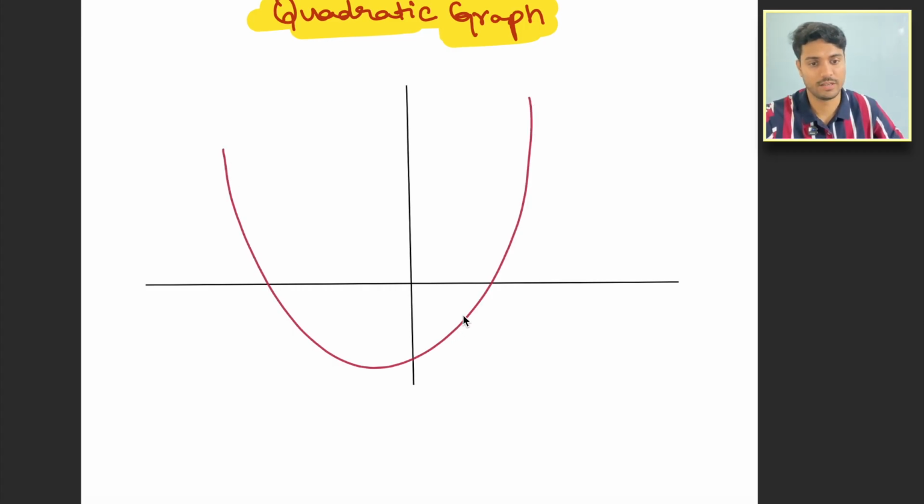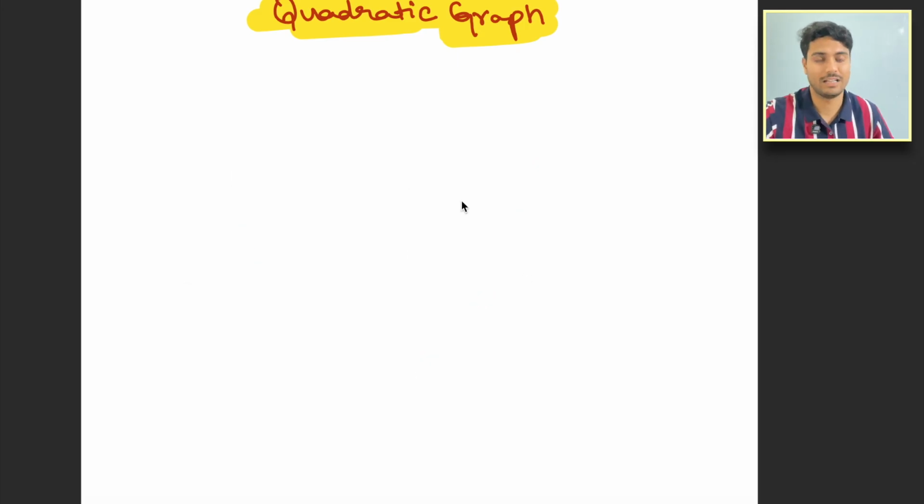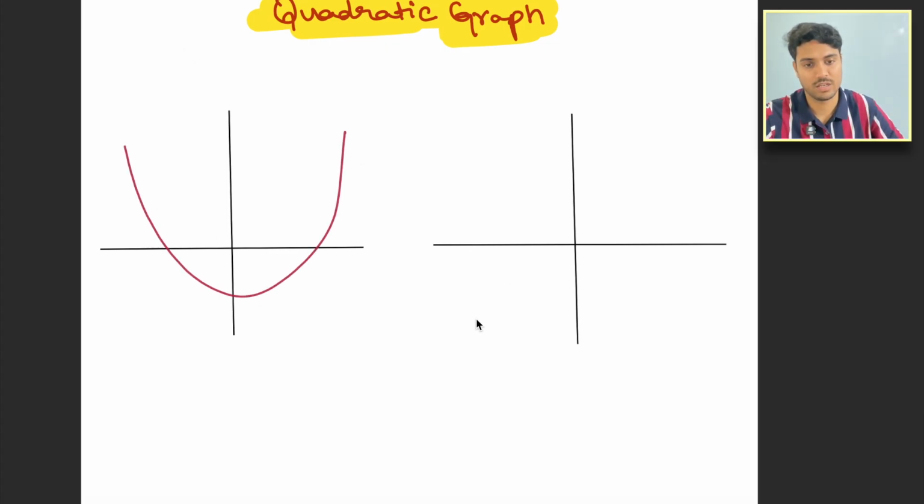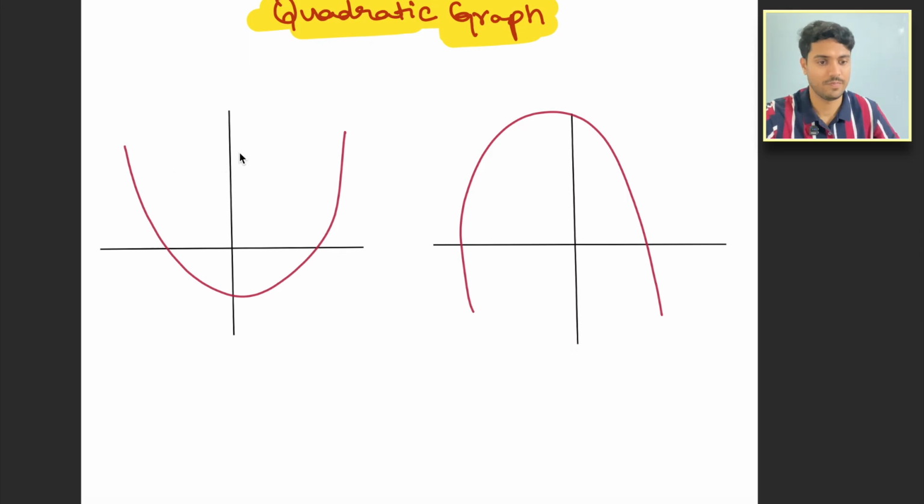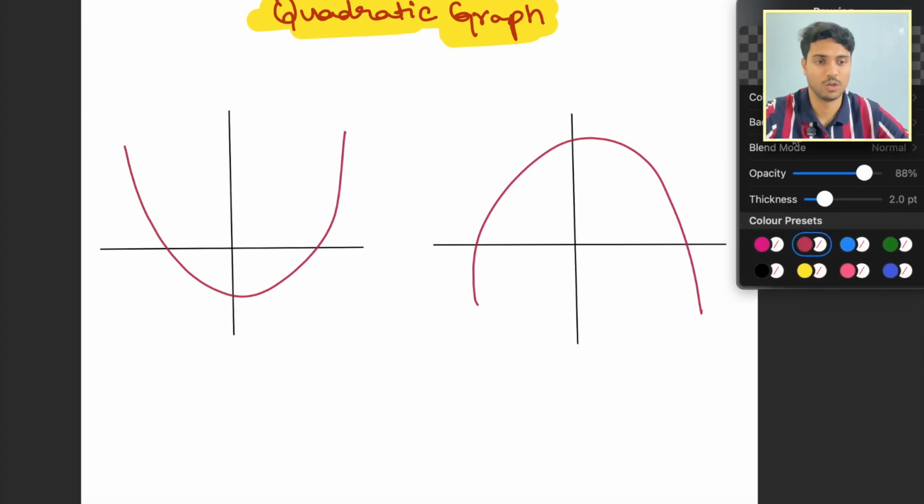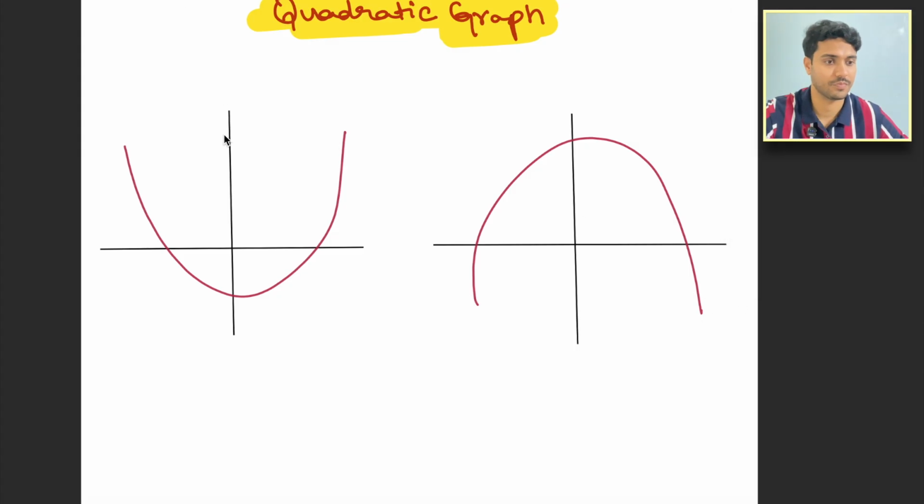It can be sketched like this, which is an upper parabola, or exactly the opposite. So let's sketch two different ones. Let's say we have one here and another one here. So quadratic graphs can be of two types: an upper parabola and a lower parabola. But in which case will you get an upper parabola and in which case a lower parabola? We'll try to understand that now.